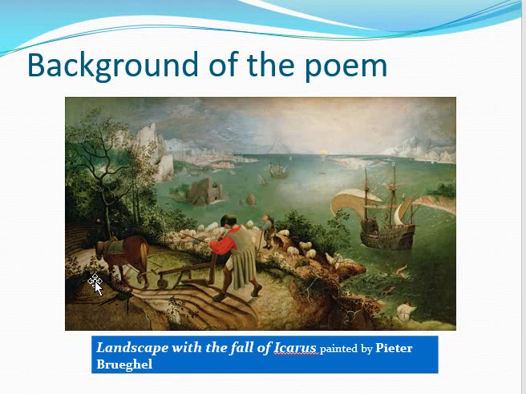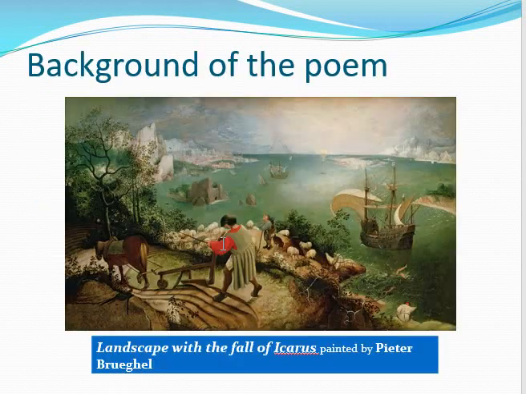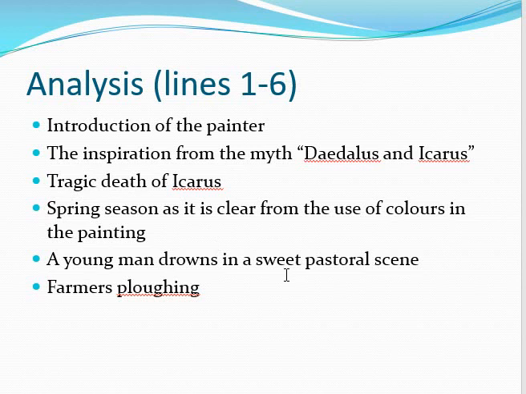In amongst what seems like a peaceful pastoral scene, as I told you, this is the pastoral scene, and a young man drowns. These lines are used to describe the scene for one who has never seen the painting. If you haven't seen this painting, after reading the wording of the poem, you can have the image in your mind, like the farmers plowing and other flowers that are blooming over there.